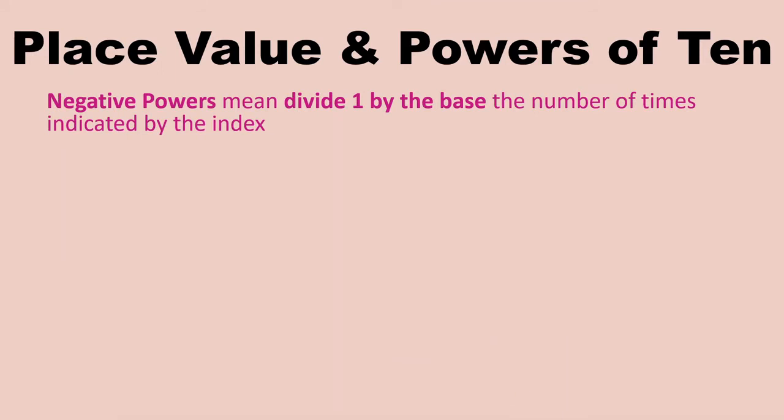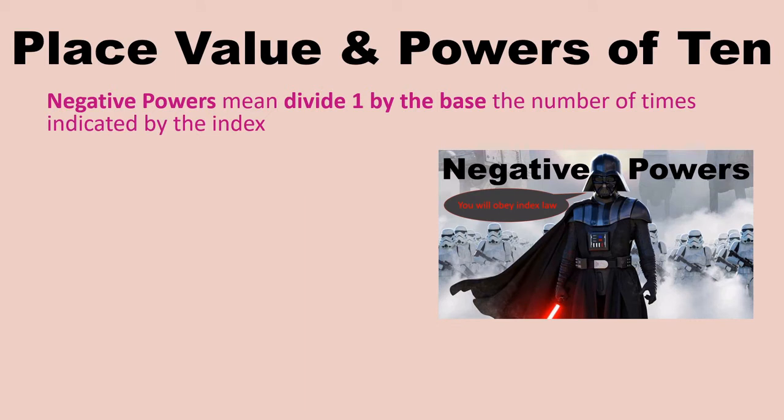Let's go on to negative powers. And negative powers we've seen before in this video. Again, that one's linked down in the description box for you below as well. Just a quick reminder, negative powers means that if we start with 1, we are going to divide 1 by the base number, repeatedly the number of times indicated by the index.